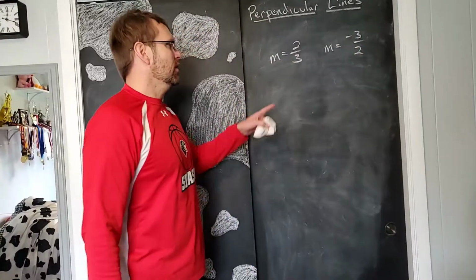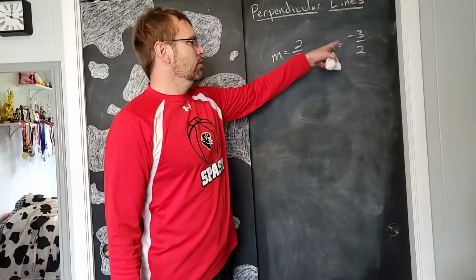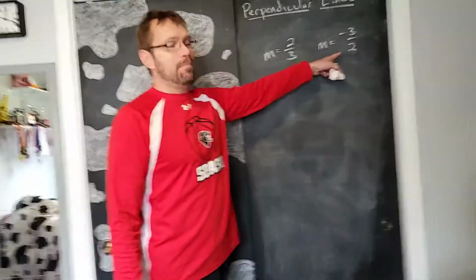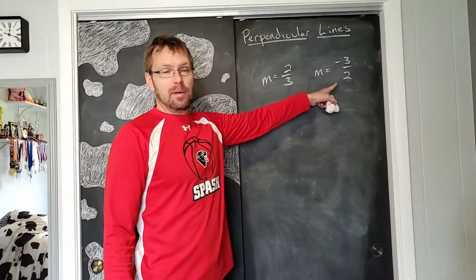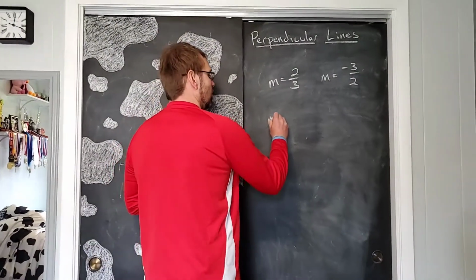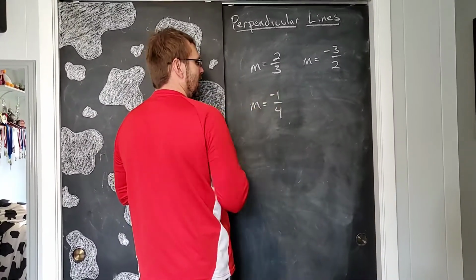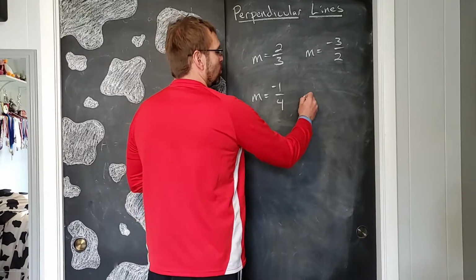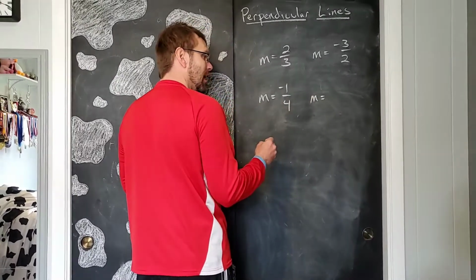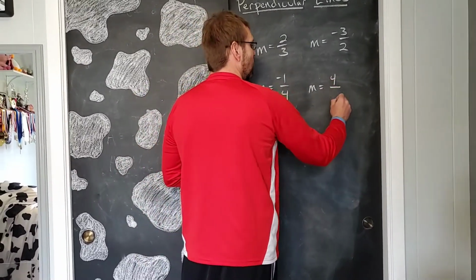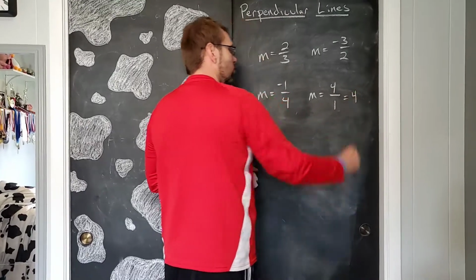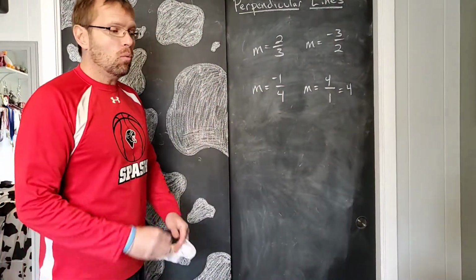Look what happened to it. Flips it upside down, the reciprocal, and it's opposite, meaning if one's negative, the other one's positive. So if I tell you the slope of this line over here was 1/4, I'll make it negative, -1/4. The slope of the line perpendicular to that would be positive 4/1, or just 4. Okay? So why does this matter?